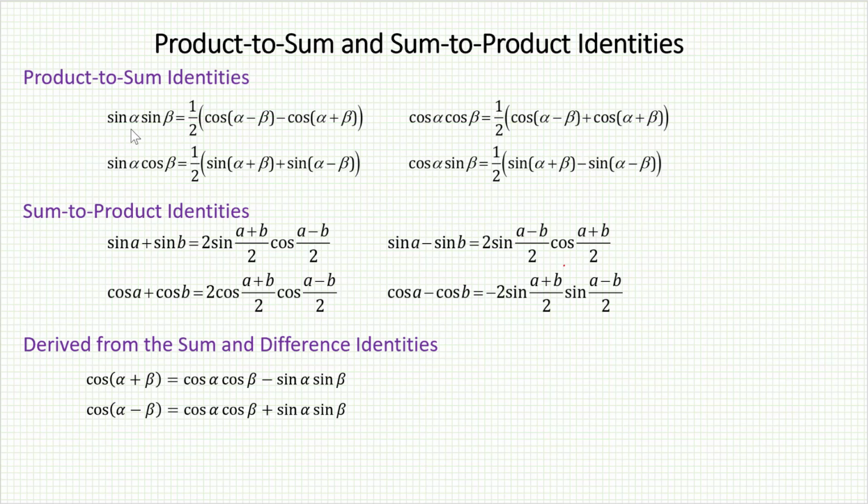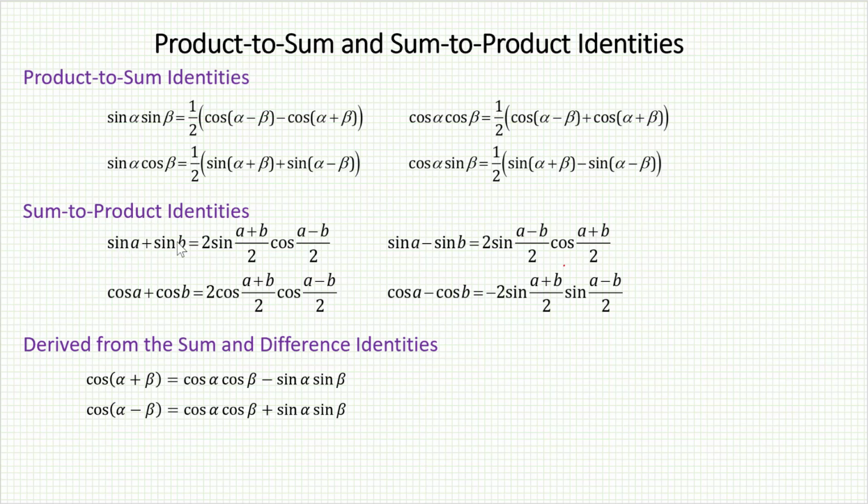For example, this first one: if you had the sine of one angle times the sine of another angle, this identity gives you a way to turn it into the difference of two cosine ratios. Or here's a cosine of an angle times a sine of a second angle. You can turn it into a sine minus another sine. The second set does the reverse. These are the sum to product identities.